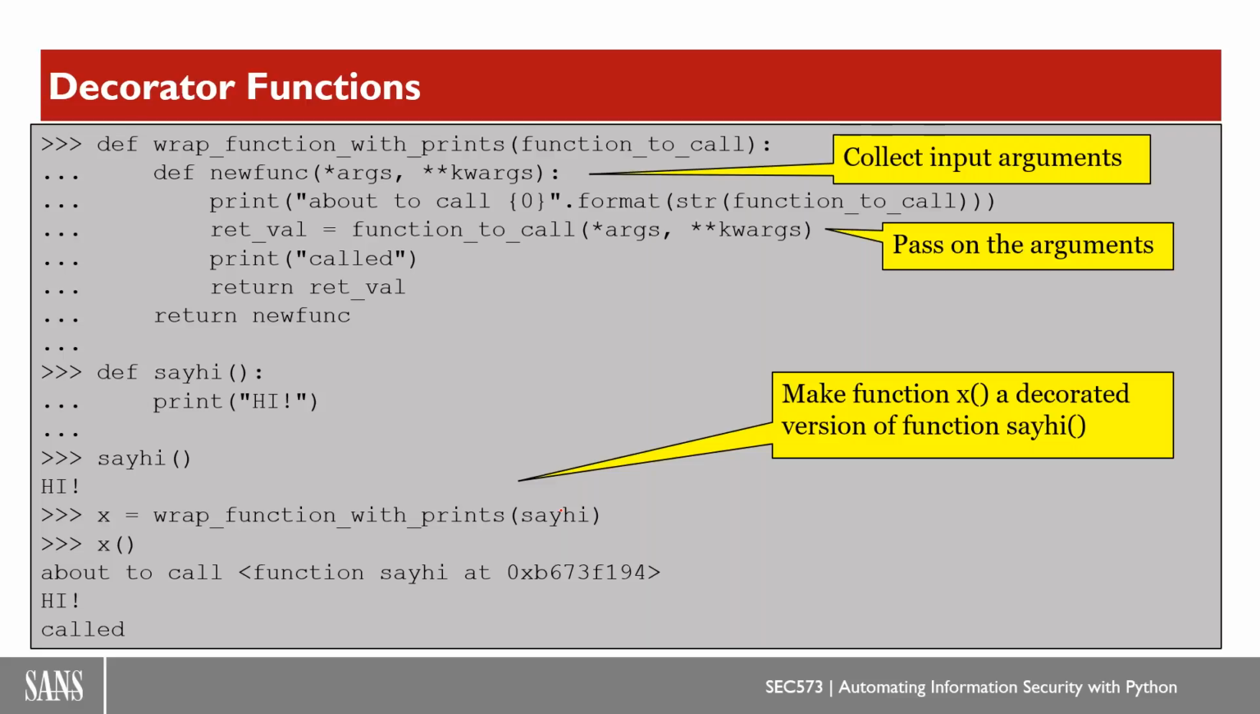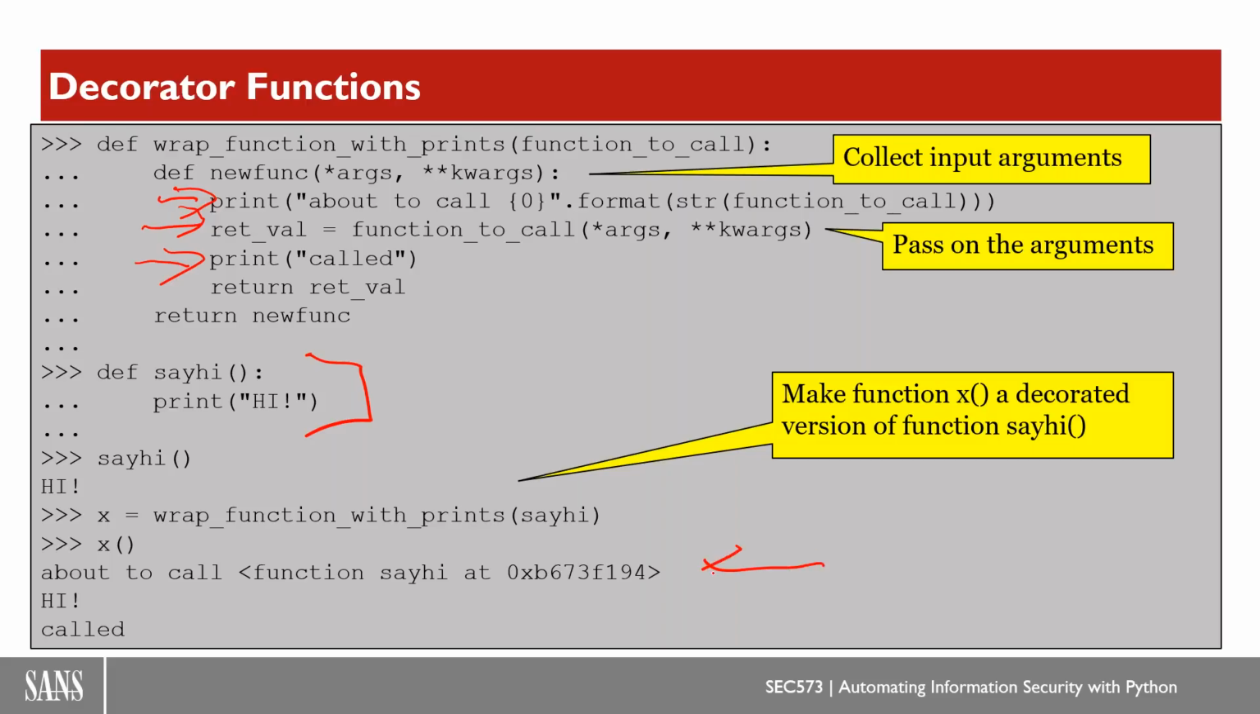So here I create a decorator. My decorator is called wrap function with prints. What I want to do is take a function like say hi that I have here, and wrap it with print statements so that when I call it, it prints I'm about to call, and then the name of the function it's about to call. I want it to then call the function, and then just print the word called, so that I get some print statements that tell me, all right, I'm about to call this function.